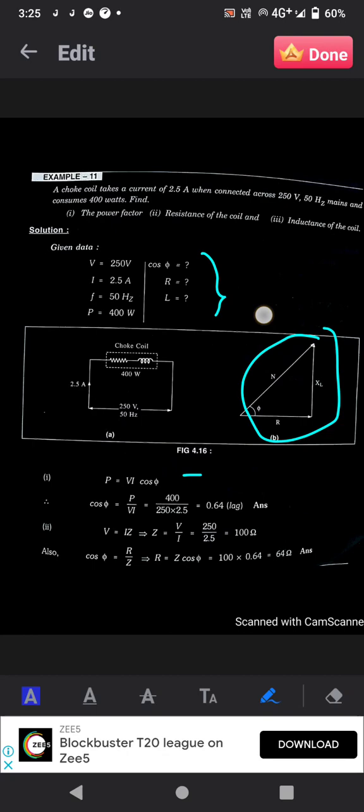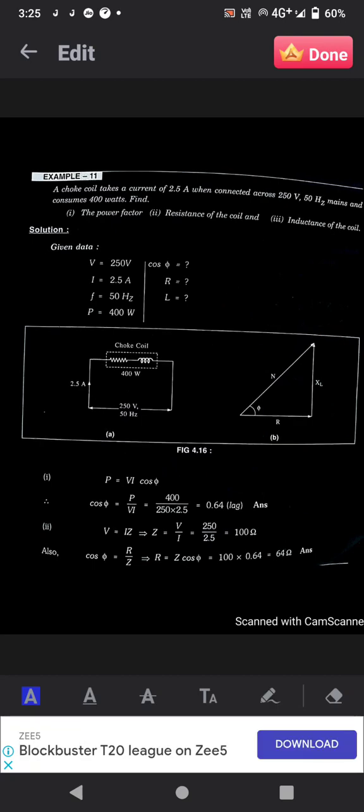Cos phi equals R by Z. So Z cos phi is called the resistance of the circuit, whereas XL equals Z sin phi. If you apply cos and sin to this triangle, we can calculate R equal to Z cos phi. That is, Z is 100 ohm into cos phi 0.64, which gives 64 ohm.